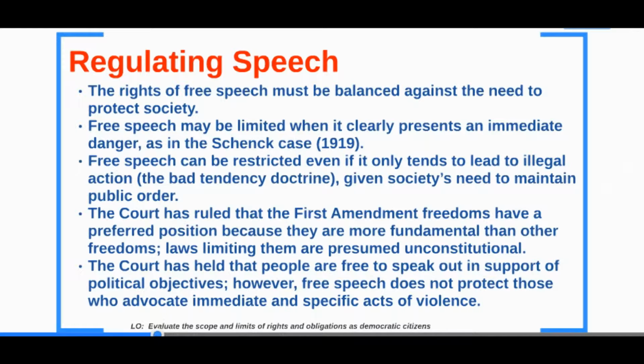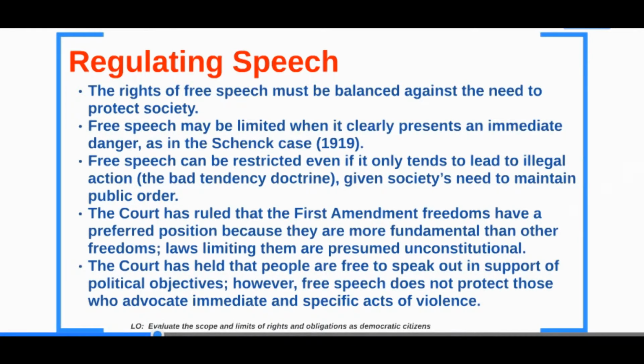The court has ruled that the First Amendment freedoms have a preferred position because they are more fundamental than other freedoms. Laws limiting them are presumed unconstitutional. That literally means that any law that would restrict free speech would have to be proven to have a very legitimate reason. The presumption is that the law would be unconstitutional unless it can be proved otherwise.